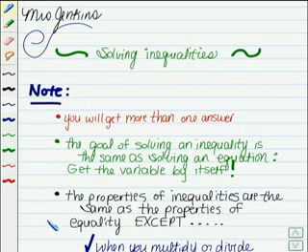I wanted to take a look with you today at solving inequalities. And there's a couple of notes here I want you to make and remember when you're working with solving inequalities. First of all, when you solve an inequality, you will get more than one answer.